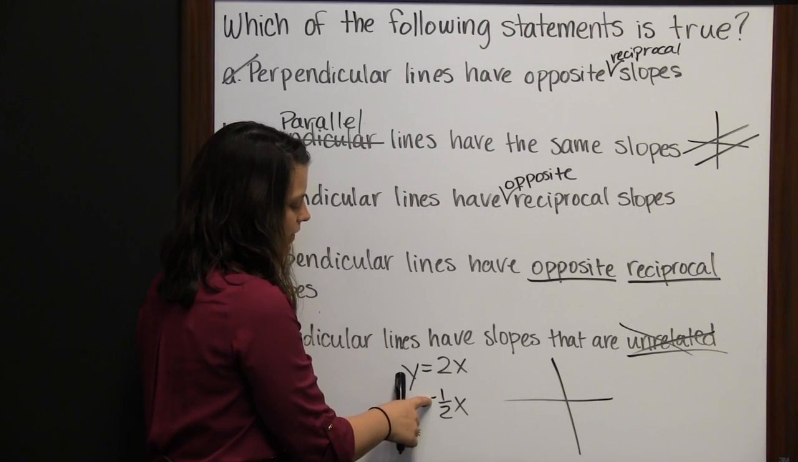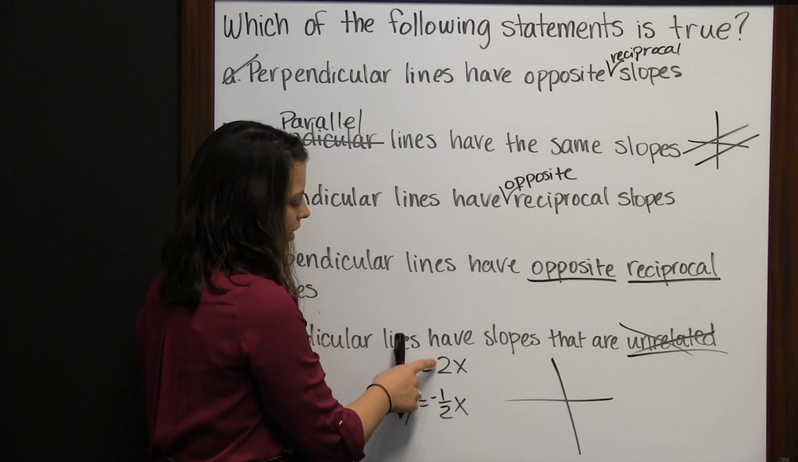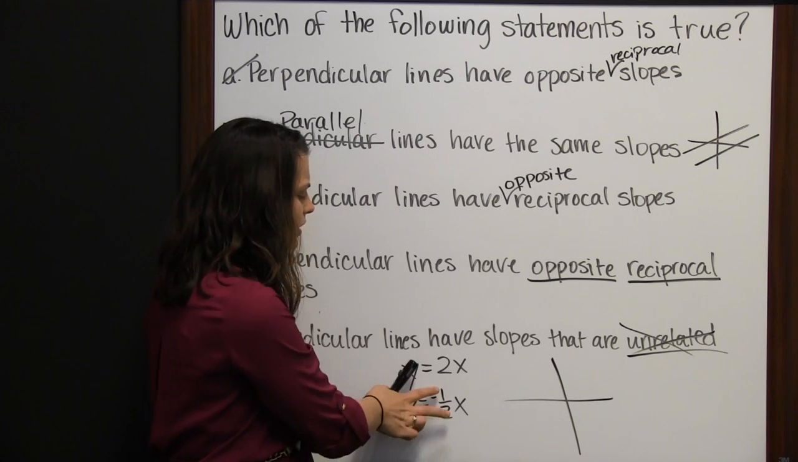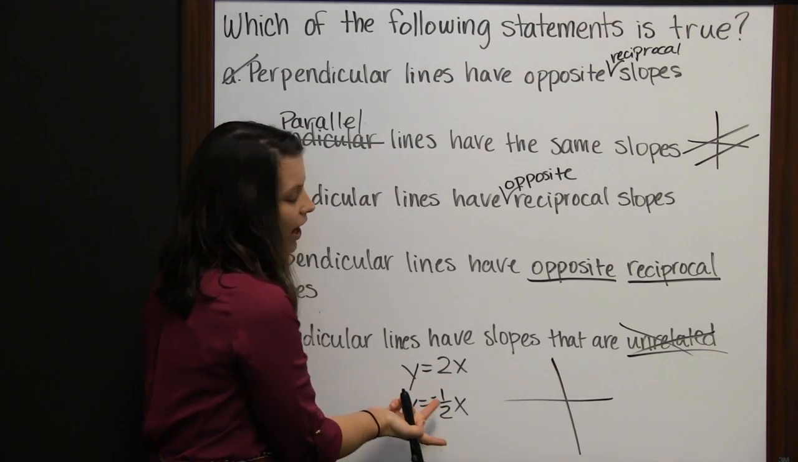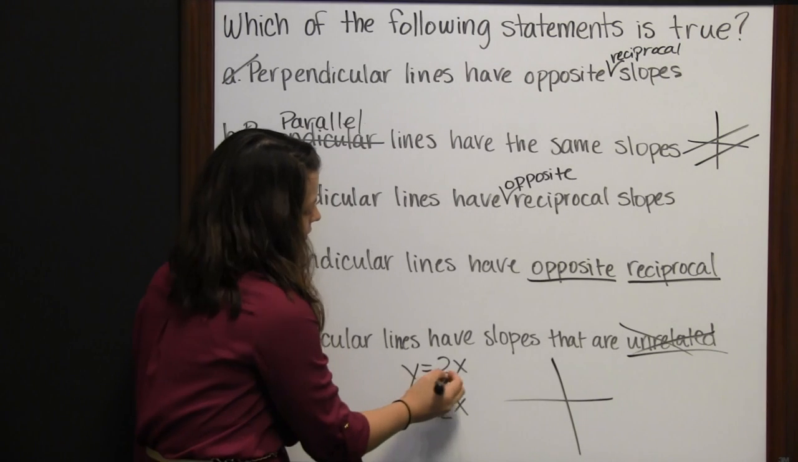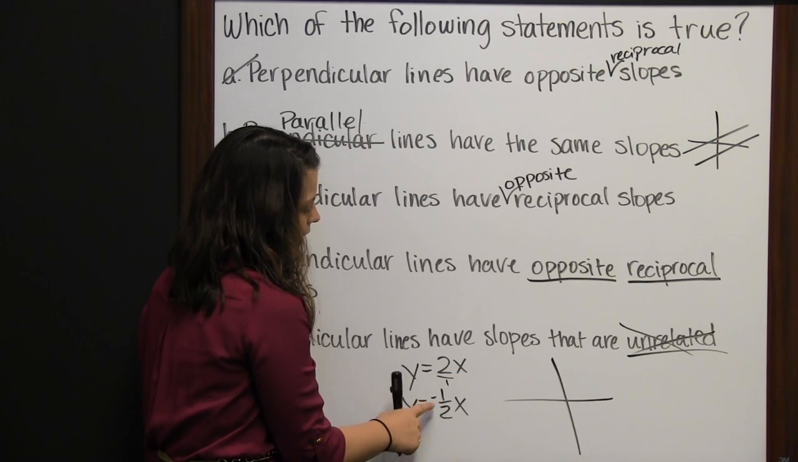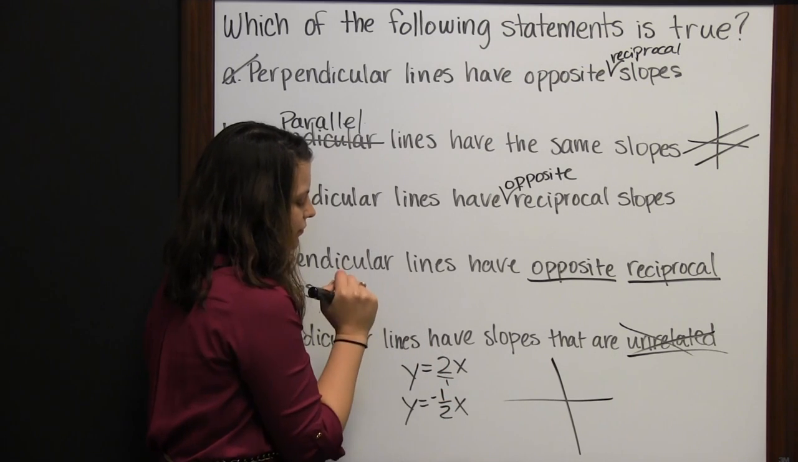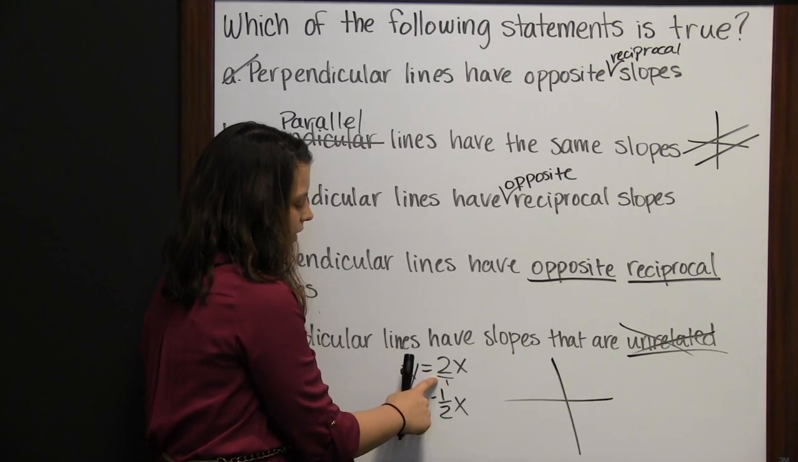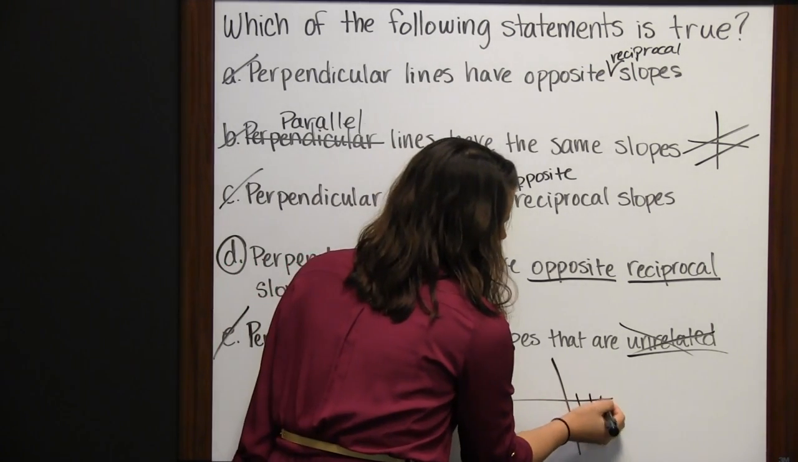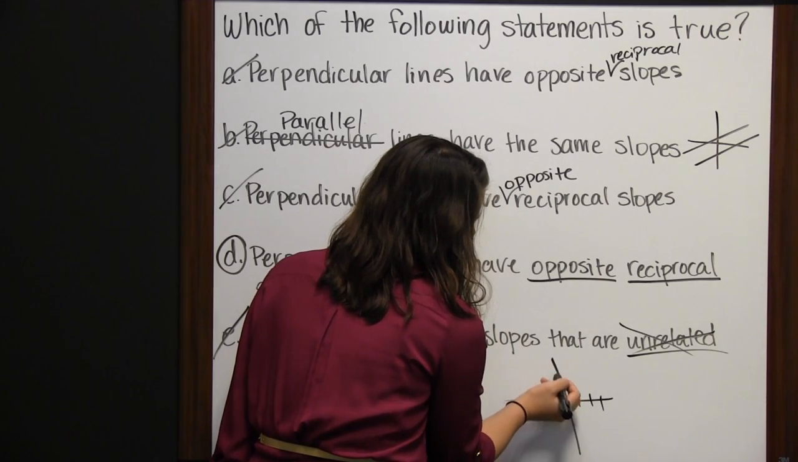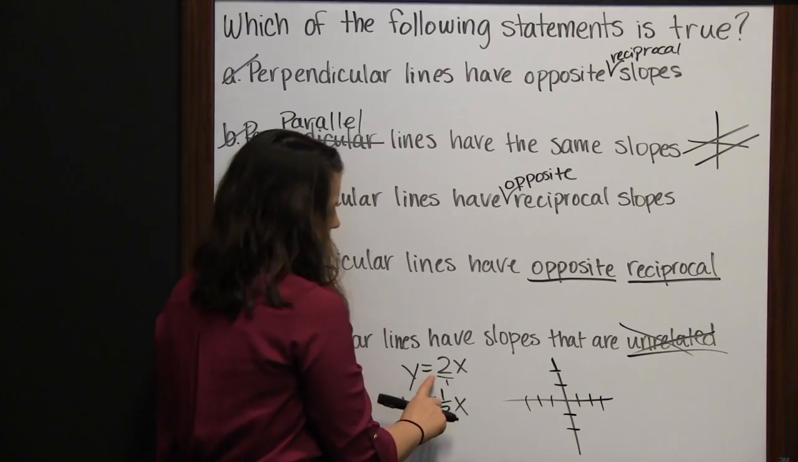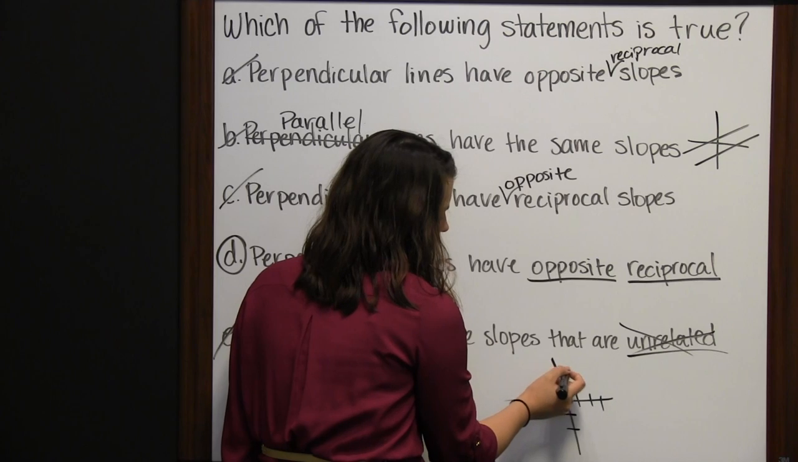Opposite meaning that they have different signs. One's negative, one's positive. And reciprocal meaning that the fraction is flipped. So this slope is 2 over 1, whereas this one is negative 1 over 2. Notice how the fraction is flipped. So first I'll graph y equals 2x. Let me put some marks on my graph here. So y equals 2x, we would go up 2 over 1.